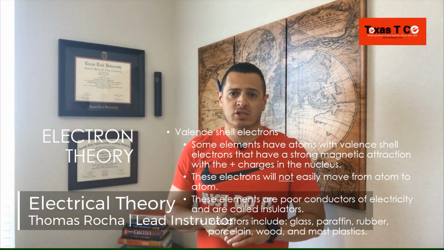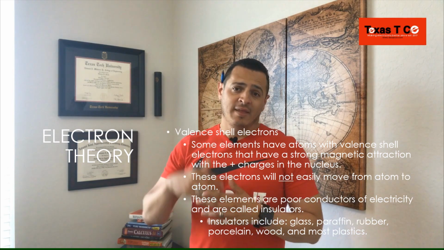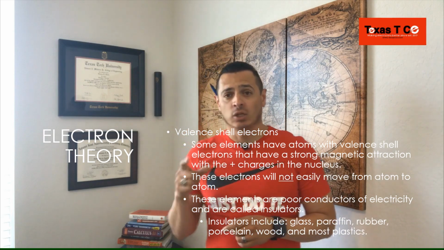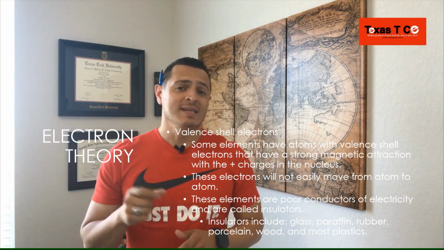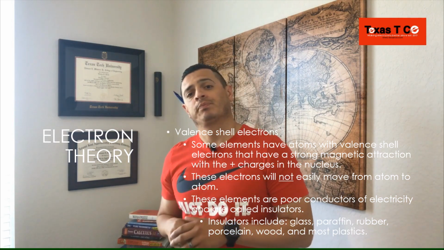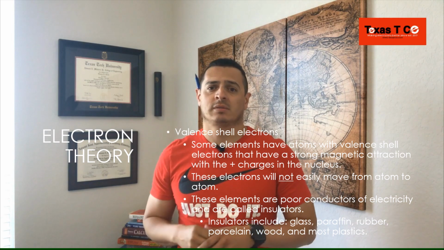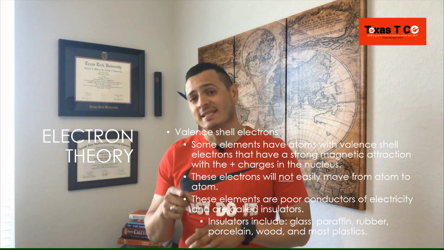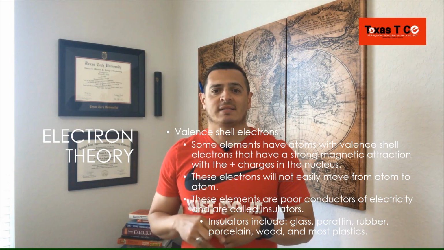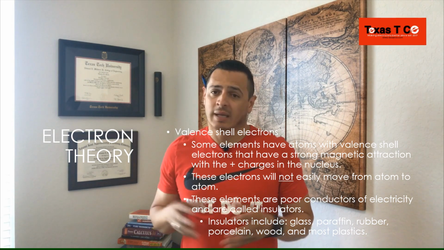Valence shell electrons. Some elements have atoms with valence shell electrons that have a strong magnetic attraction with the positive charges in the nucleus. These electrons will not easily move from atom to atom. These elements are what we call poor conductors of electricity and are called insulators. Insulators include things like glass, paraffin, rubber, porcelain, wood, and even most plastics.